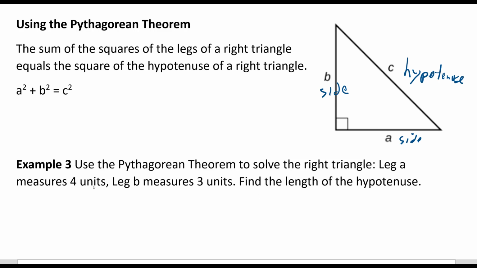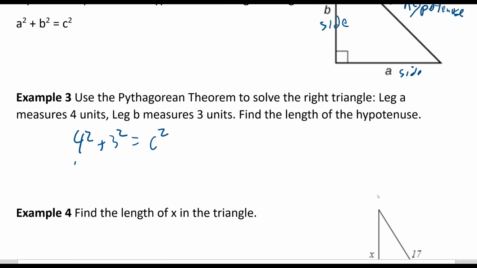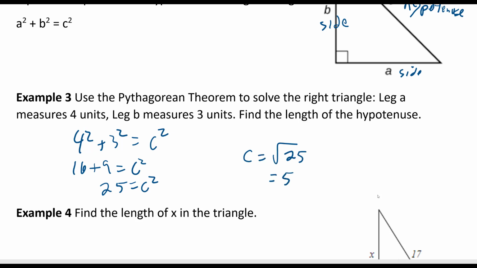Leg A measures 4 units. Leg B measures 3 units. Find the length of the hypotenuse. So that means 4 squared plus 3 squared equals c squared. So 16 plus 9 equals c squared, or 25 equals c squared. So c would be the square root of 25, which is 5. This I'm not going to say plus or minus because you can't have a negative distance. So c equals 5.